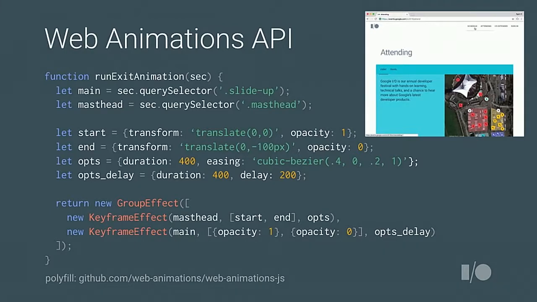And then you create a group effect. A group effect is essentially a parallel animation. Anything inside of this array is going to be run at the same time. So both these keyframe effects, the thing that fades out the title and the thing that drops down the content, are going to be run at the same time.